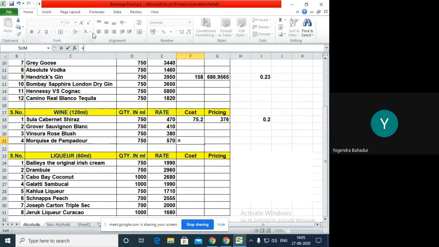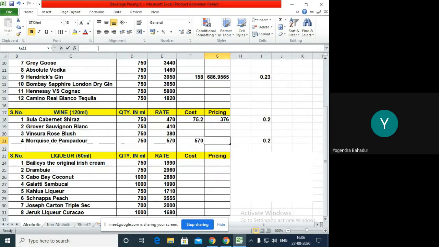Next to it will be the price of the bottle. It is 570 divided by 750 and into 750, so ultimately you will get 570 only. And here again, if the beverage percentage is 20%, in terms of a decimal we are going to get 0.2 only.